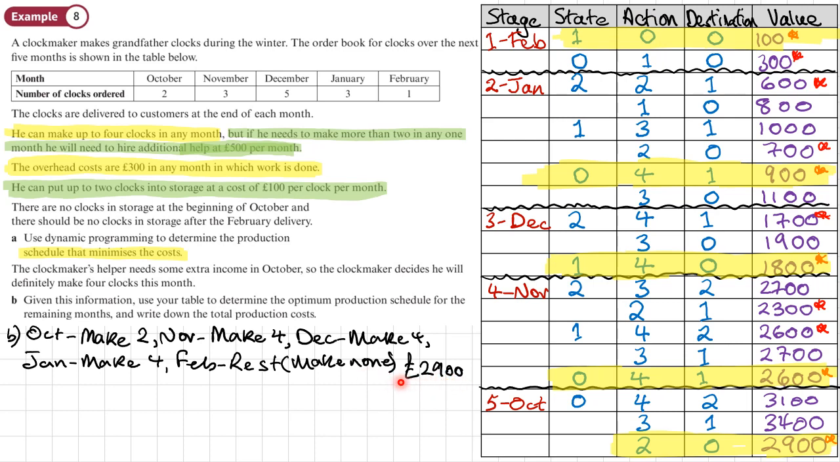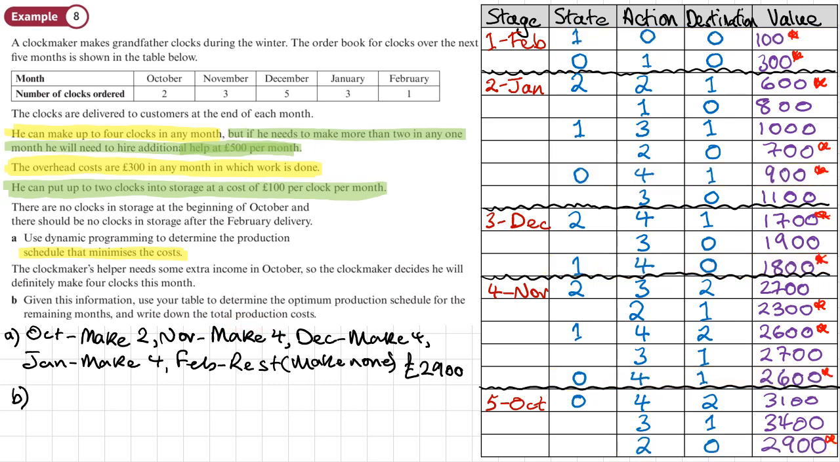Now looking at part B, it says the clockmaker's helper needs some extra income in October. So the clockmaker decides he will definitely make 4 clocks this month. Given this information, use your table to determine the optimum production schedule for the remaining months and write down the total production costs. So I've unhighlighted it because the route's now going to change.